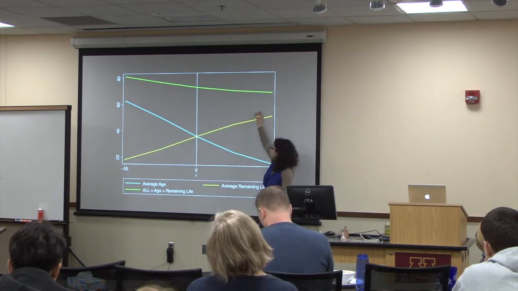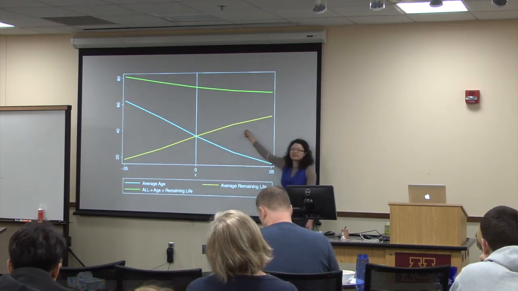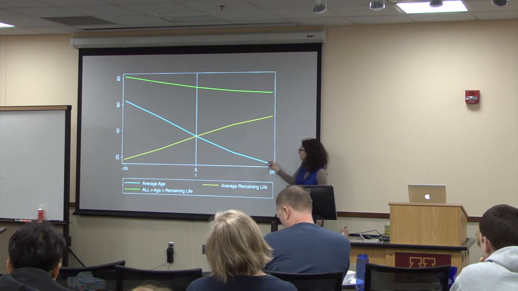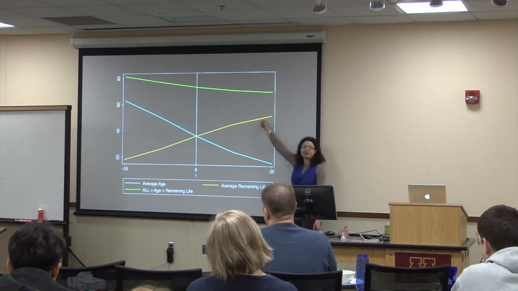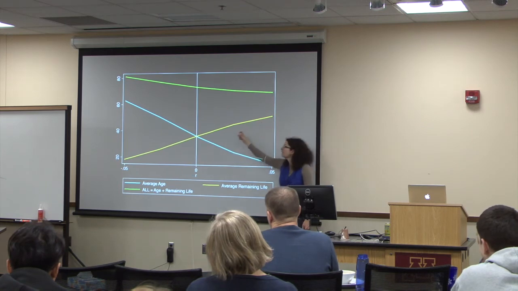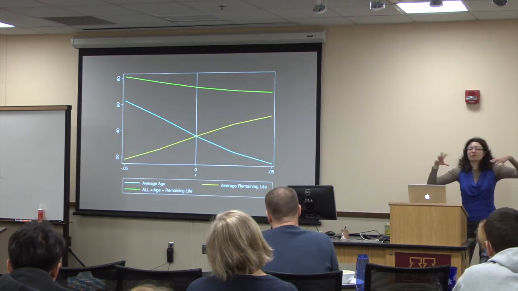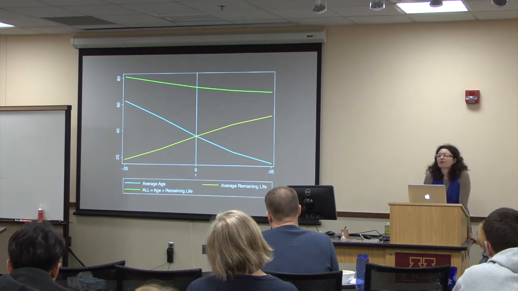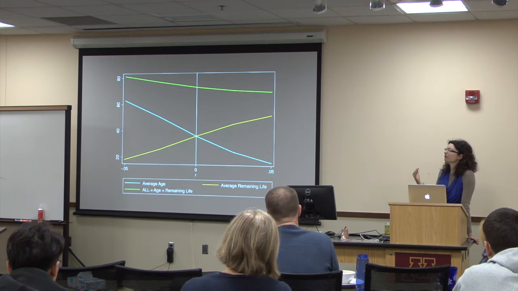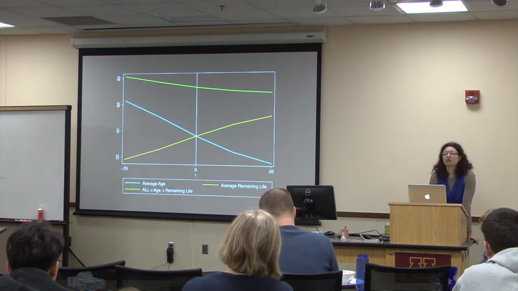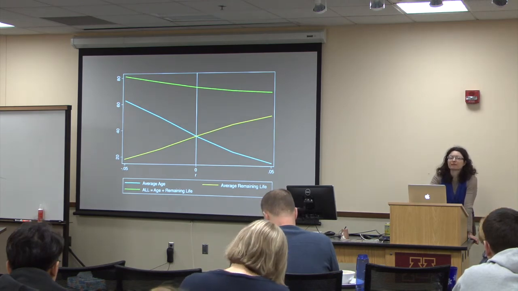As the population is growing, we see them younger and younger, and the life they have remaining is greater and greater, and the reverse when it's shrinking. And the total is the sum of those two things. So we can also think of this as selecting people on how long into their total duration they show up, as well as what their total duration is.